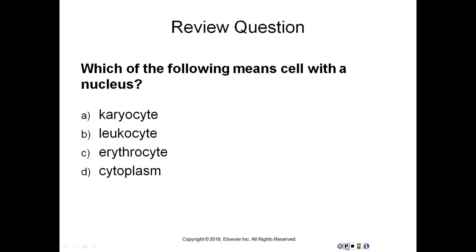So just a quick question here. Which of the following means cell with a nucleus? Again, hopefully you know by now that cyte means cell. Well, all of them have cyte. Letter D is cyto, so that could be a trick question. We don't know yet. So which combining form or word part means nucleus? Again, flip back in your pages if you need to. Hopefully you found that karyo means nucleus, so your correct answer should be A, karyo.